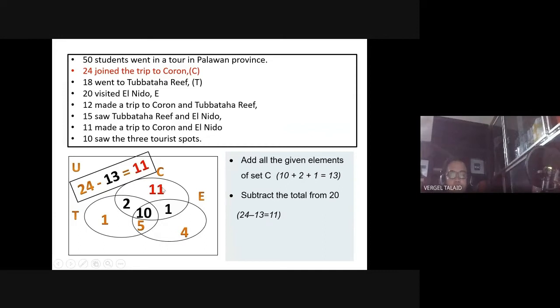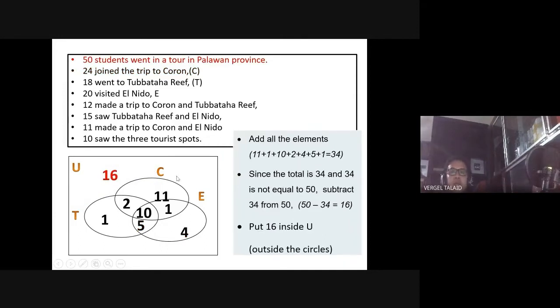So this is 11. And the last part, we are going to get the sum of this Tubataha or Coron or El Nido. So we are going to get the sum of this: 11 plus 1 plus 10 plus 2 plus 4 plus 5. This is 34. So take note that we have the universal set is 50. We have 50 students who went on a tour. Since we have 34, subtract 34 from 50. So this completes our universal set, which is equal to 50.